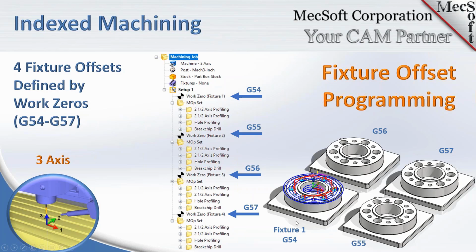So in this particular file, we got 4 instances. We got 4 work 0s. Each one of the work 0s are defined as an offset. And these G54s, they can be whatever code your machine uses for fixture offset programming, and you can define them in the work 0 dialog. We'll show you that.